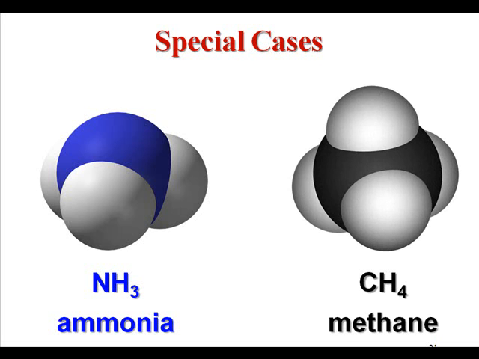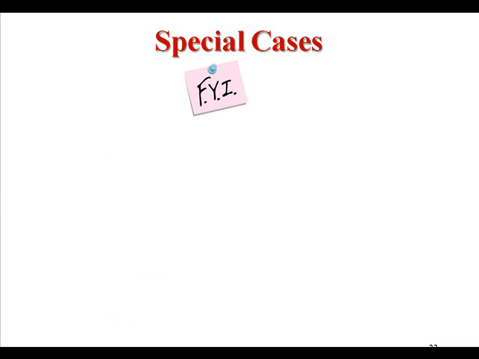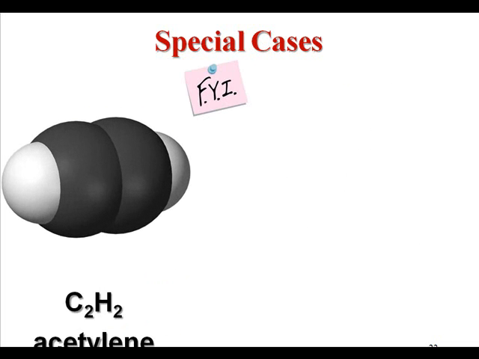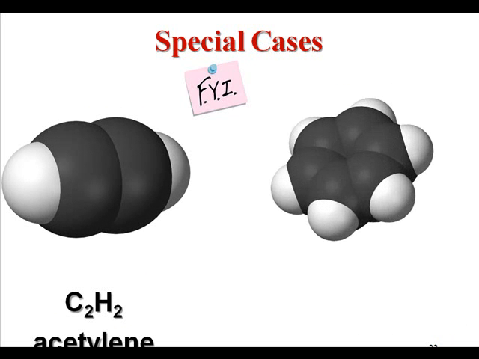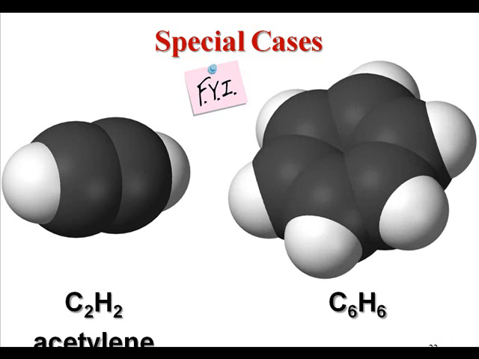This molecule, which is CH4, is methane. One might have assumed it could have been carbon tetrahydride, which is correct, but what we refer to it as is simply methane. This is acetylene, which is used in acetylene torches that are very, very hot. And this is referred to as benzene, which is actually a very dangerous chemical. So these are common names used rather than the technical terms.